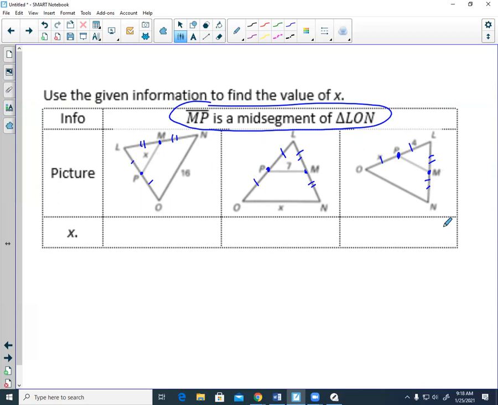You will find the X for that. You just take half of whatever the big one is. So if that's 16, then this would be half of 16, which is 8. Okay? How big would this side be?